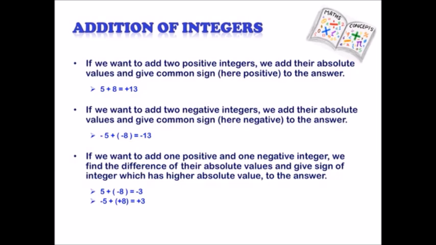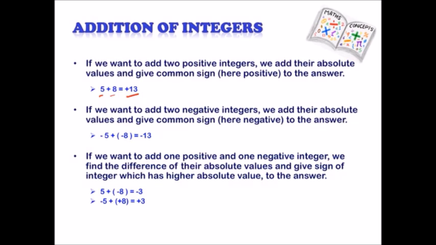The first rule is if we want to add two positive integers, we add their absolute values and give common sign to the answer, that is positive sign to the answer. This is pretty simple. This is same as addition of whole numbers. We are adding two positive numbers, so we add their absolute values. 5 plus 8 is 13. We give positive sign to the answer.